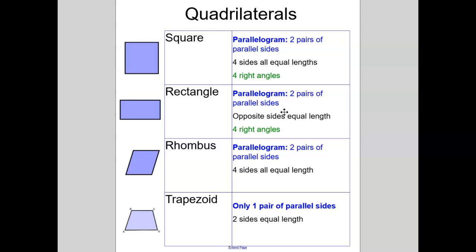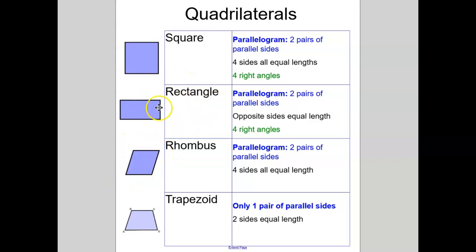It has two pairs of parallel sides. It also has opposite sides that are equal length and four right angles of 90 degrees, four perpendicular lines that come together to make that perfect right angle. A rhombus is a parallelogram because it also has two pairs of parallel sides. And it has four sides that are equal length.